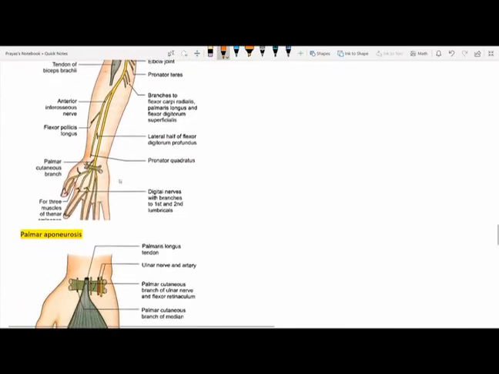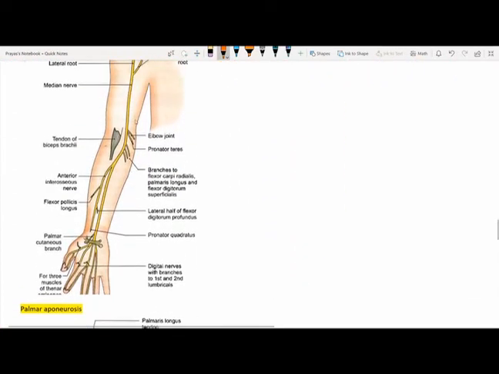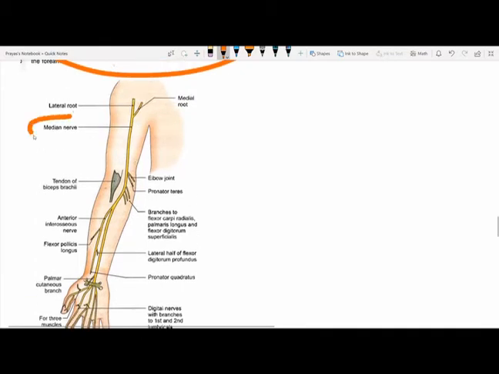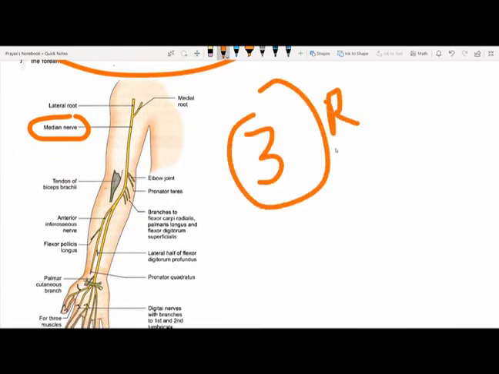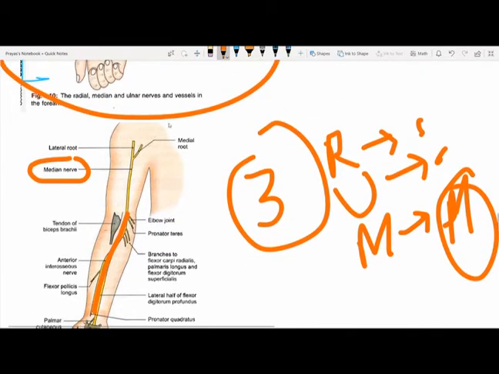And talking about the nerves only, this is a good diagram showing your median nerve. There are three major nerves: the radial nerve, the ulnar nerve, and the median nerve. The radial and ulnar nerves are towards the opposite sides of your body, whereas the median nerve is, as you can see, in the middle of the body. And you have to learn about where it originates.